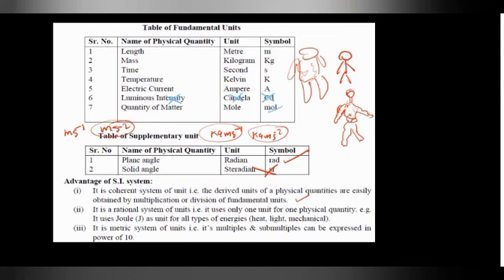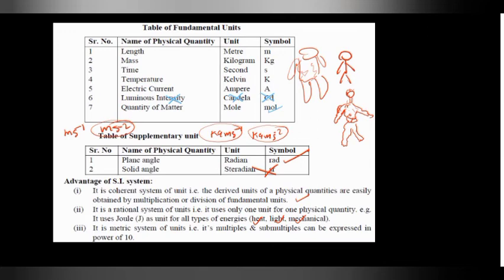So these are the basic things you want to know. And it's a rational system, where one unit of a physical quantity is the joule, the unit for all types of energy, whether heat energy, light energy, mechanical energy, or chemical energy. What type of energy it is doesn't matter. We can measure the same energy using what? Joule, because we know something called conversion of units.